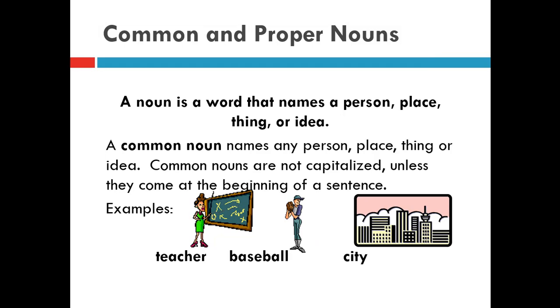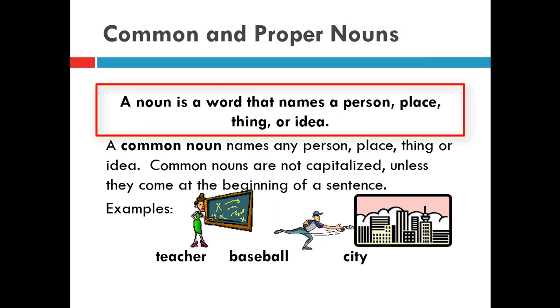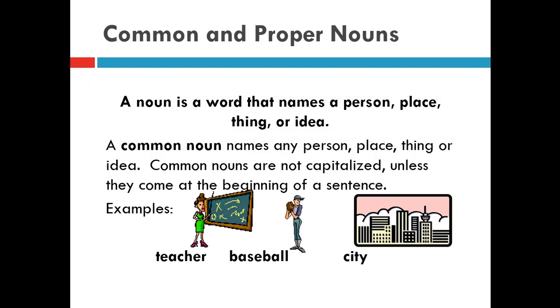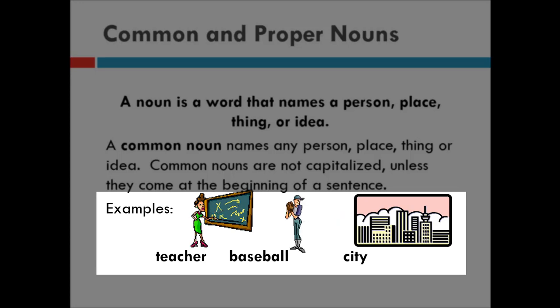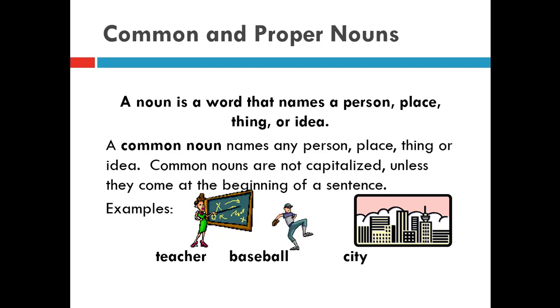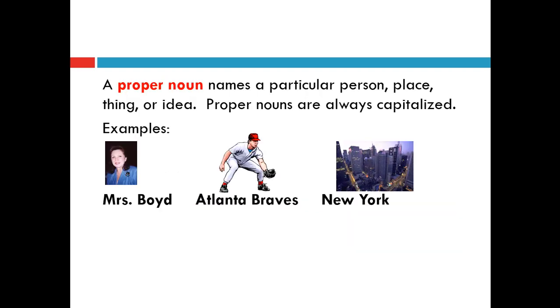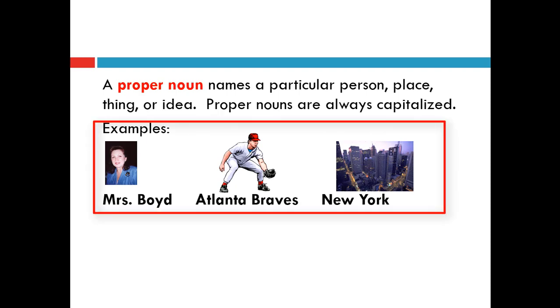So a noun is basically defined as a word that names a person, place, thing, or idea. Whenever you say something like teachers, or baseball, or cities, they are common nouns. With regard to proper nouns, these kinds of nouns refer to the names of a particular person, place, thing, or idea. I give you examples there, like Mrs. Boyd, Atlanta Braves, and New York, and also me, my name. They are proper nouns. It's quite easy to identify proper nouns.